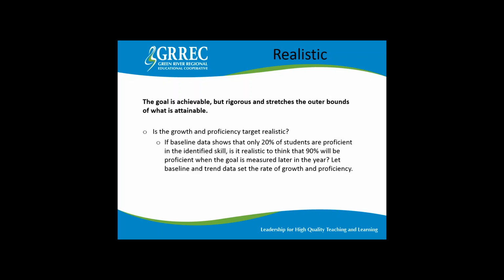Think about when you set your growth and your proficiency targets, is that realistic? If you take a look at that example there, if your baseline data shows that only 20% of the students are proficient in the identified skill, would it be realistic to say that 90% of them are going to reach proficient at the end of the year or when that goal is measured? To me that does not sound realistic. So just make sure that you focus on your baseline data. Focus on that trend data at the beginning of the year. Where are the students at the beginning of the year? And then make a realistic goal around that.